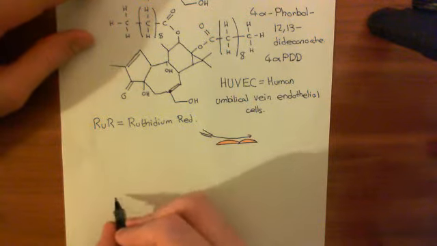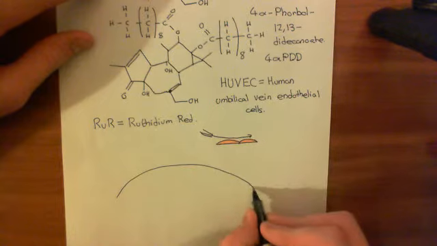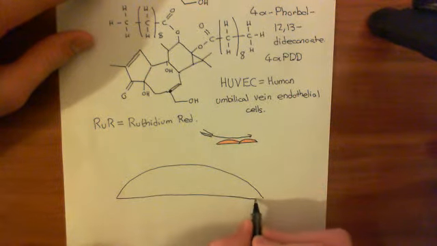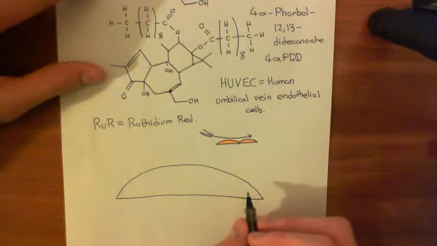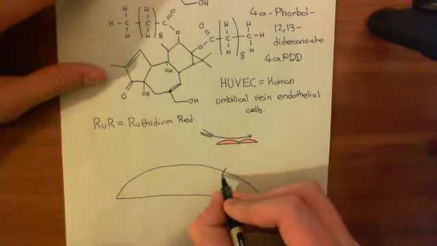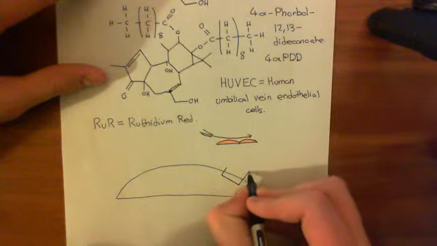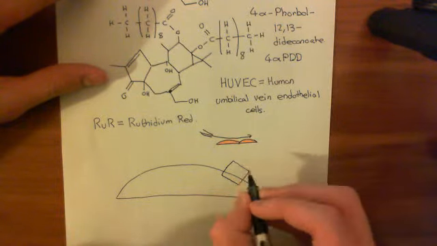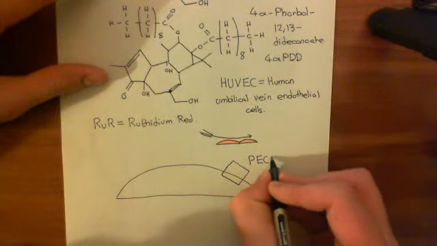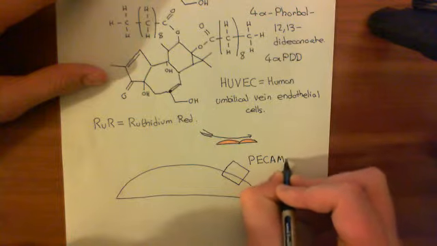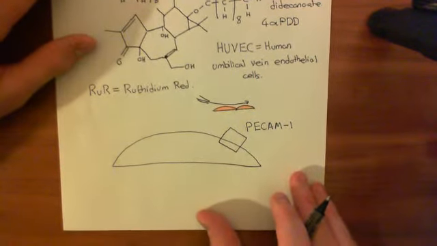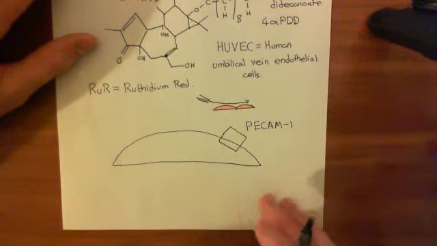So in our endothelial cells, if I draw an endothelial cell here, in the endothelial cells you have a molecule in the membrane. So I'll draw it nice and big here. And this molecule is often abbreviated to PCAM1. Let me tell you what PCAM1 stands for. PCAM1 stands for platelet endothelial cell adhesion molecule 1.